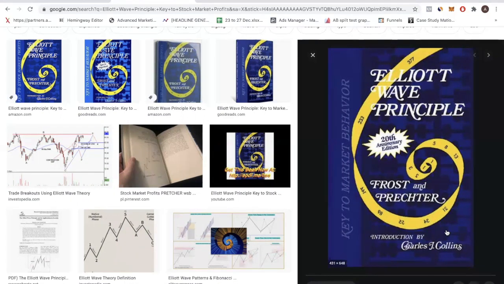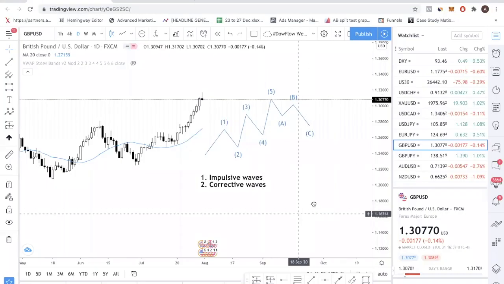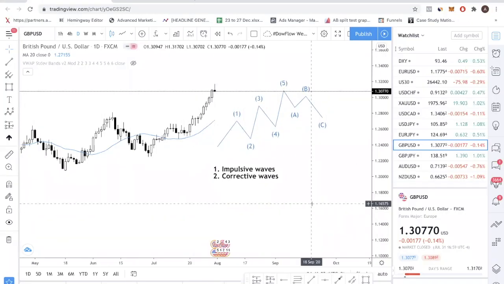I only remember the essence of Elliott wave, and that's what I'm going to share with you today. I want to help simplify your understanding. I do not want you to complicate your trading. So let's get into the charts and I'll explain to you what Elliott wave is all about.